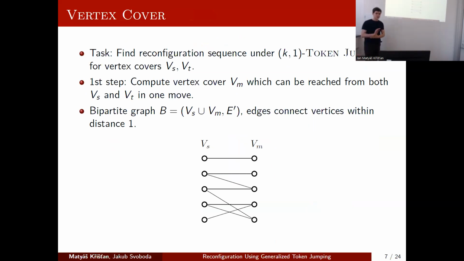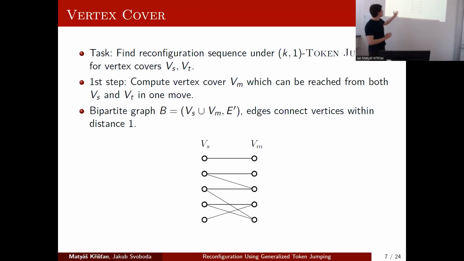So let's first look at the vertex cover. Our task will be, given two vertex covers, to find a reconfiguration sequence between them. We will show this by an algorithm that will produce the reconfiguration sequence. And the first step is to take these 2 vertex covers we were given on input, and use them to compute another vertex cover, which can be reached from the other 2 in a single move.